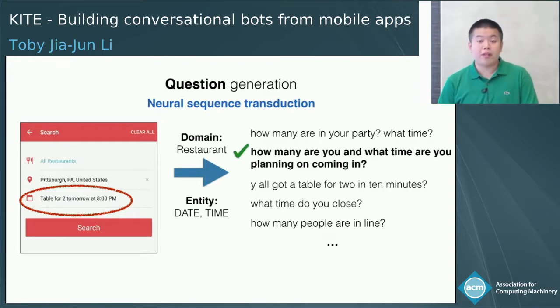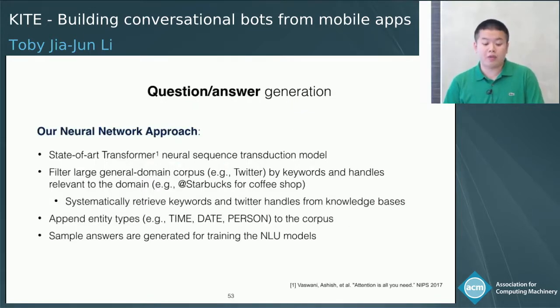The model will return top K results, where the developer can choose the best one to use in the bot through the KITE web tool. We use the state-of-the-art transformer model for sequence transduction, which is an attention-based sequence-to-sequence neural network model.